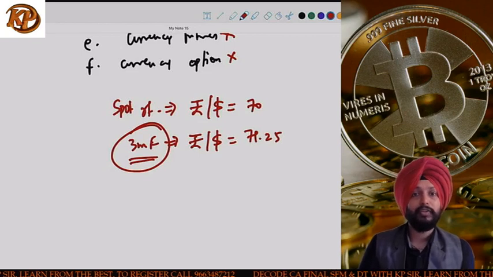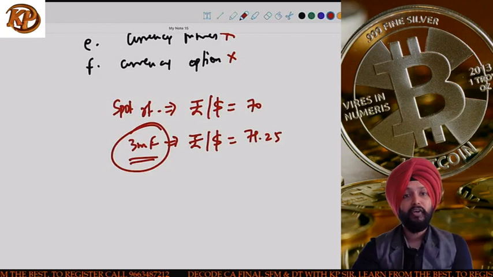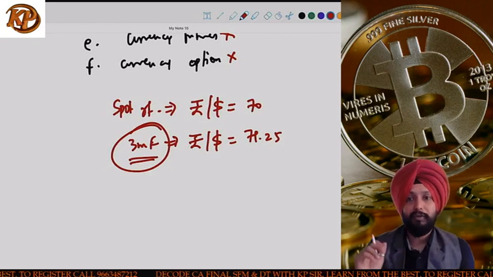I hope this is clear, which means today itself I can go to the bank and I can book a forward contract where I will be getting every dollar for 71.25.